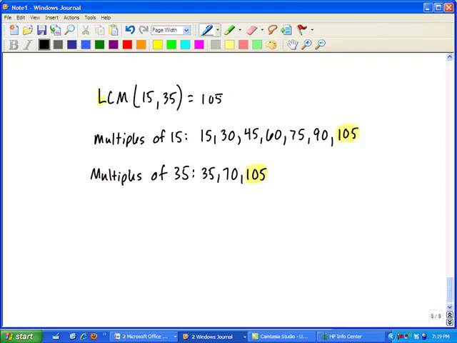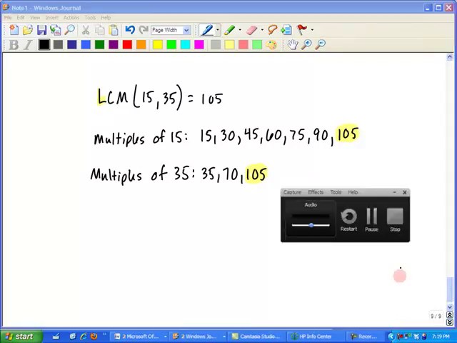Okay. Let's now do that exact same one, but we're going to do it using the prime factors this time. So I'm going to switch. So first, find the prime factorization of 15 and 35.